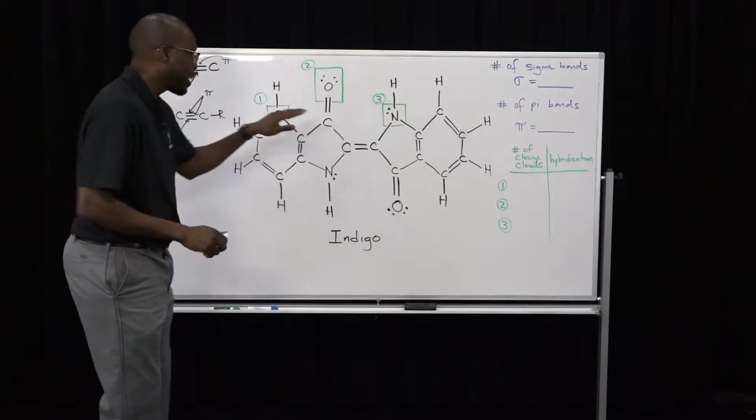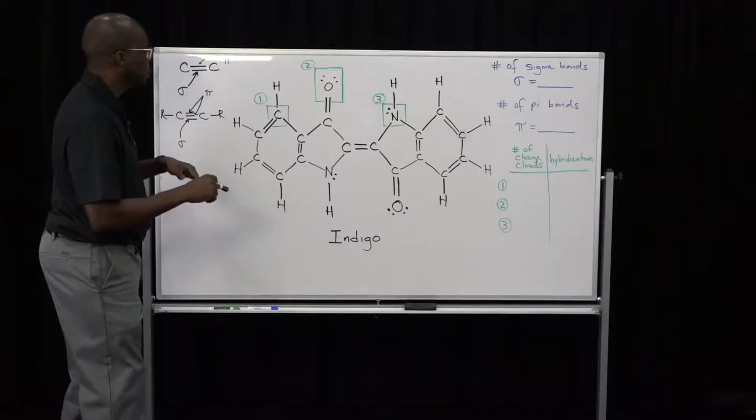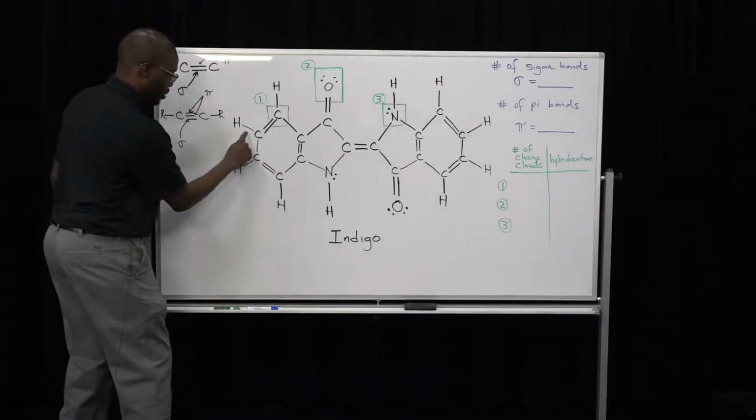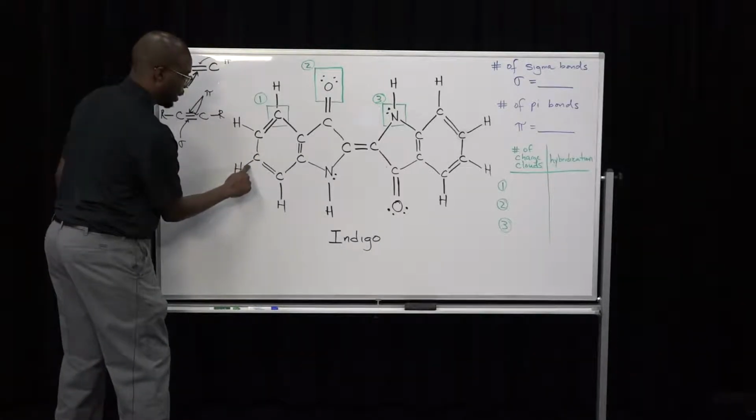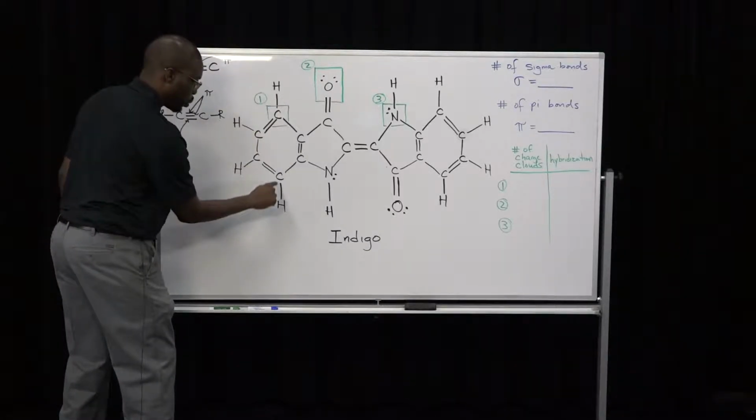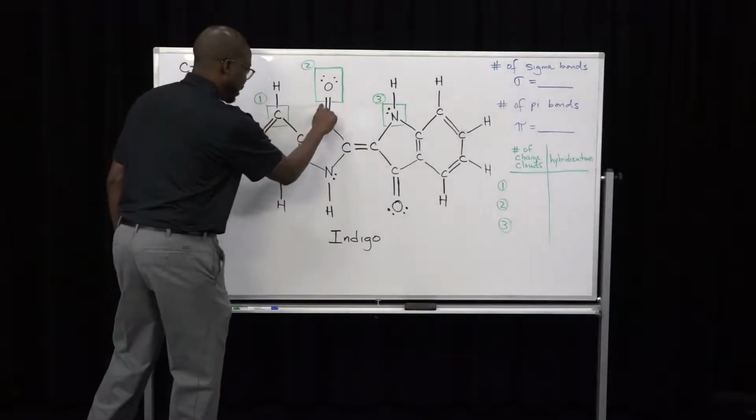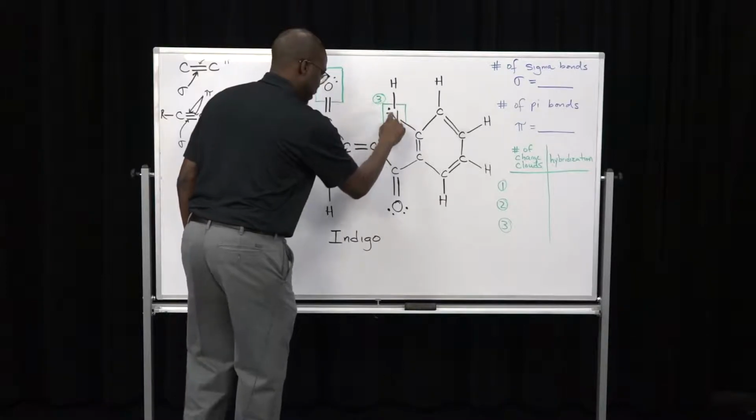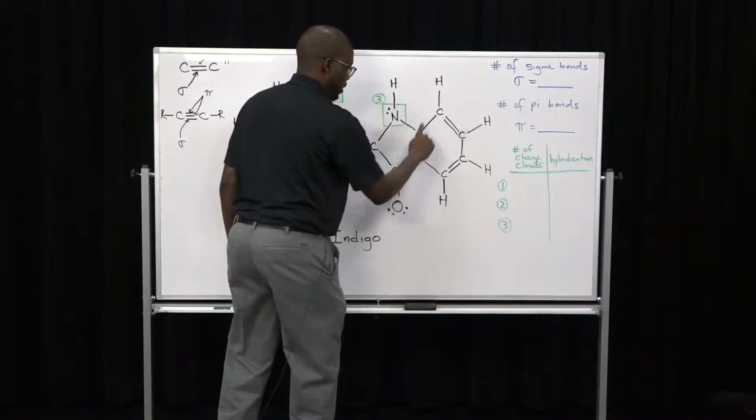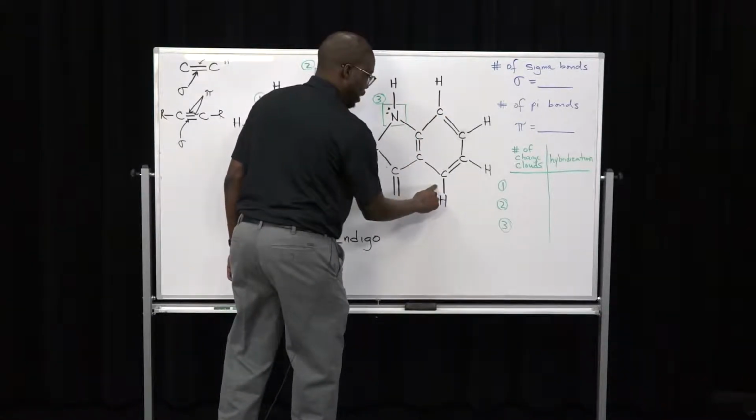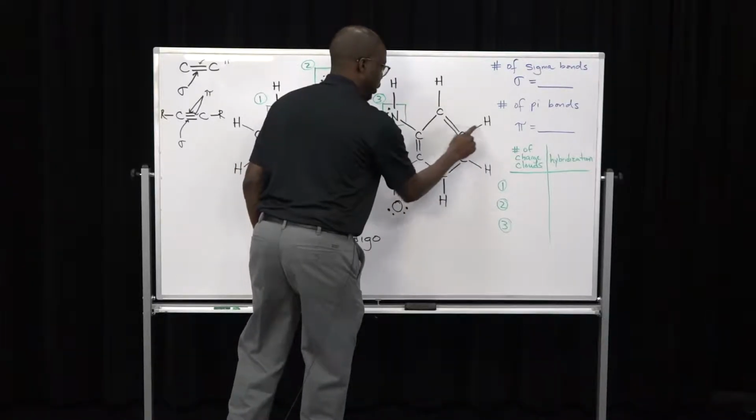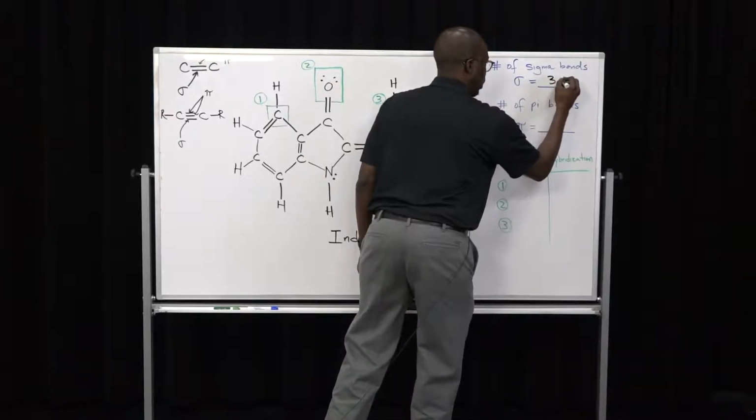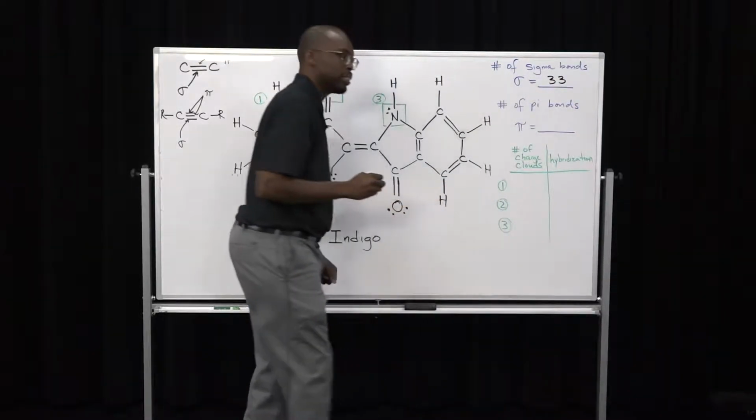We need to go outside of the molecule on the periphery to count the rest of the sigma bonds. So after 21, 22, 23, 24, 25, 26, 27, 28, 29, 30, 31, 32, and 33. So we have a grand total of 33 sigma bonds.